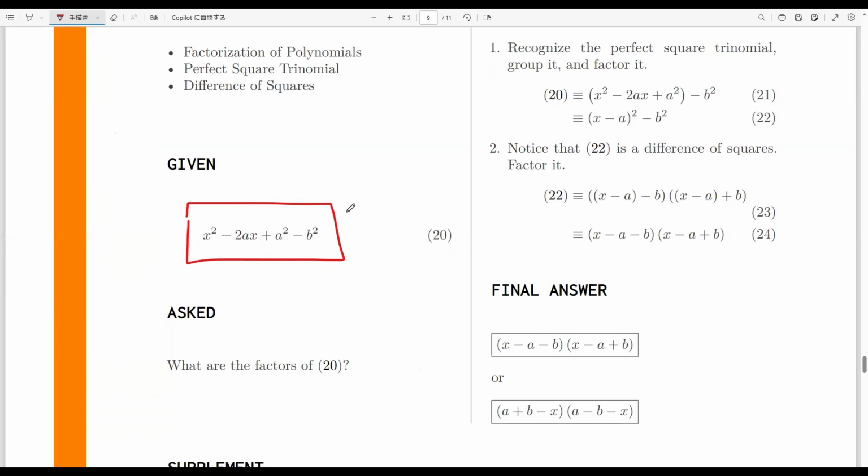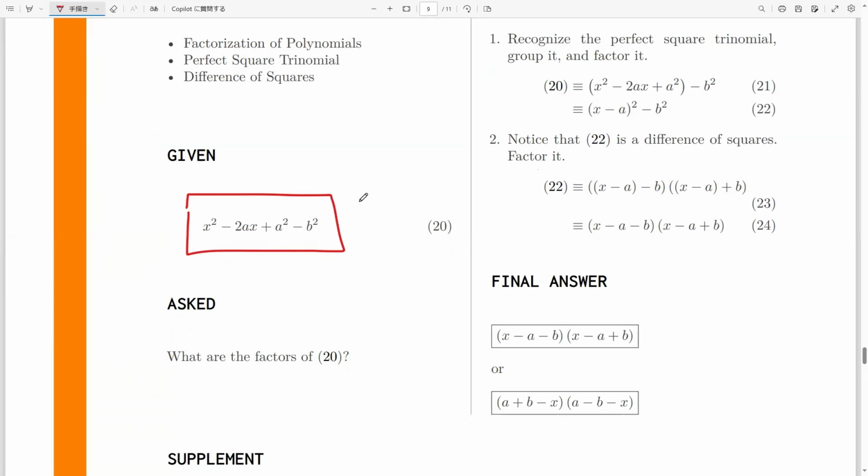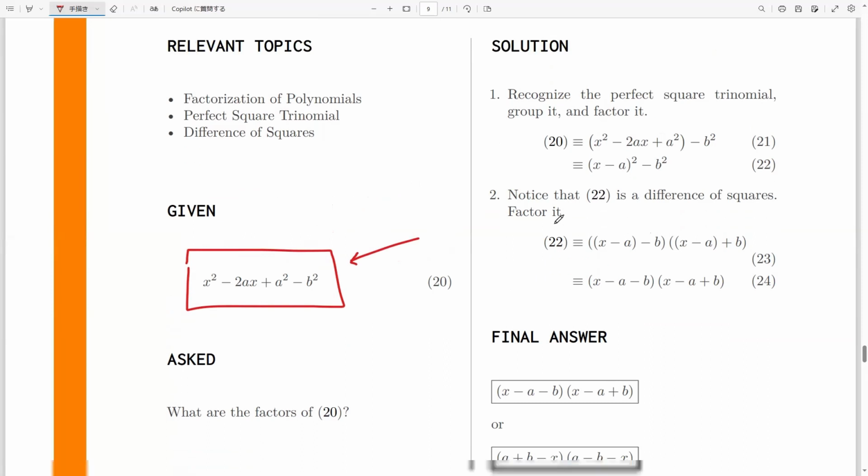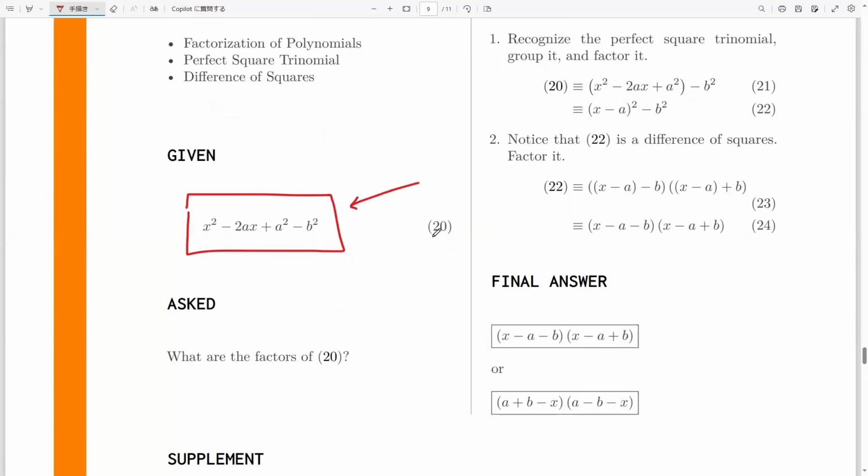Now we are given this expression, and what we need to do is we want to factor this expression completely. Okay, so first we notice that this expression here, expression 20, we can actually group it in the following way. First part, we put the brackets there, and the second part here. But we notice that the first part is actually a perfect square trinomial. And so we express it as a square. That's (x - a) squared.